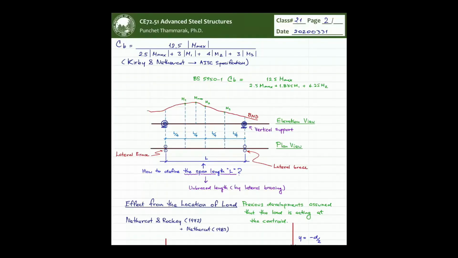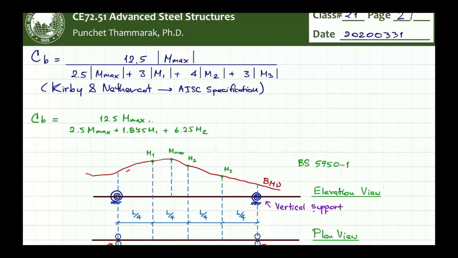Ran out of space. I think I'll just do it this way. I make the American code bigger font. Oops, sorry. Plus 1.875 M3, and there it is. Put the absolute sign in there.